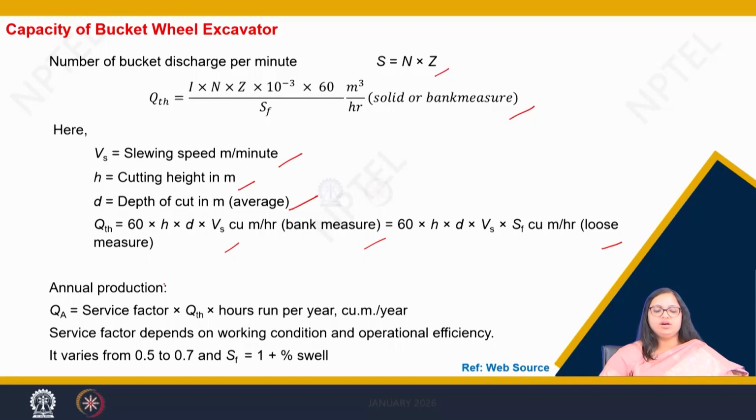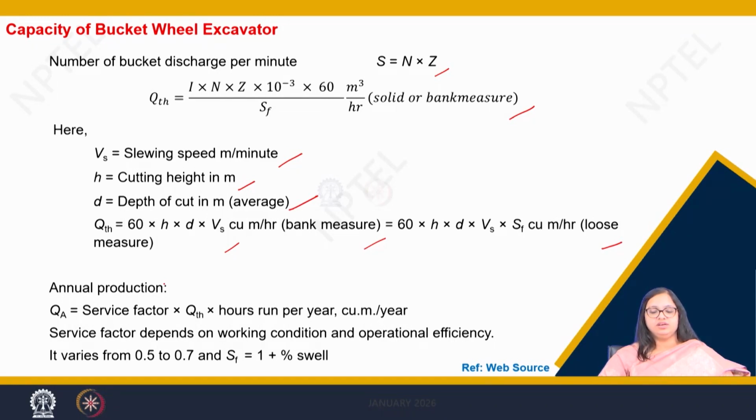However, when we are trying to get the theoretical capacity from the bank measure, when the rock is in undisturbed state, there we directly get it from the cutting height, depth of cut and the slewing speed. So that gives us the bank measure, and with that we multiply the swell factor to get the theoretical capacity.